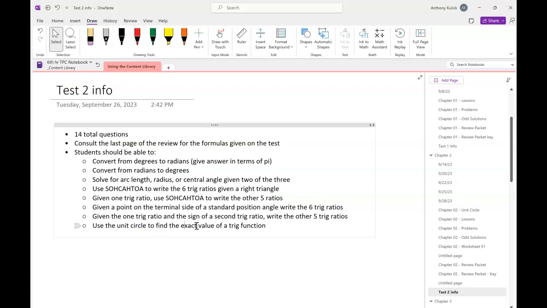Any questions about what these things are saying that you need to be able to do? Okay. For the rest of the class, you can work on the review or your half sheet. I recommend your half sheet.